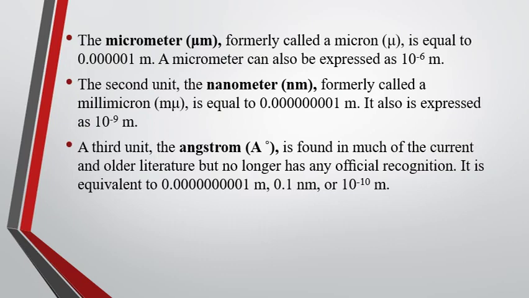First we discuss the micrometer, that is commonly used in microscopy, formerly called micron, and that is equal to 0.000001 meter. A micrometer can also be expressed as 10 to the power negative 6 meter. Similarly, the second unit is the nanometer, that is expressed as 10 to the power negative 9 meter. And the third unit is the angstrom, that is found in much of the current and older literature, but no longer has any official recognition, and it is expressed as 10 to the power negative 10 meter.